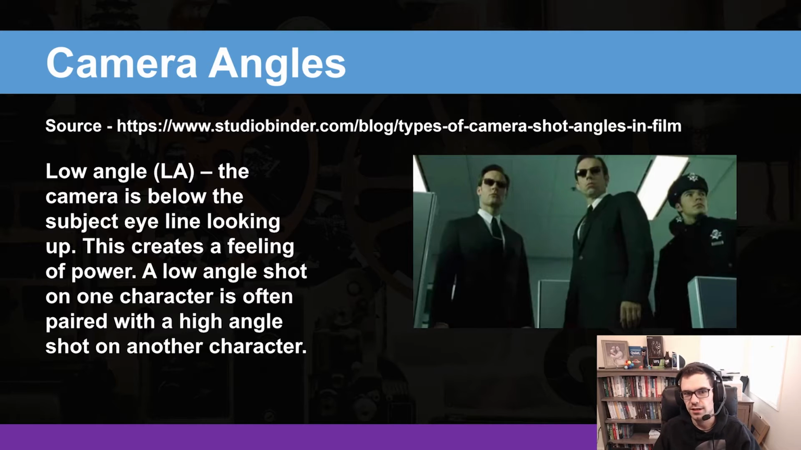The first shot, the first angle that you can have in your camera shots is the low angle, otherwise abbreviated LA. And the camera is below the subject eye line looking up. This creates a feeling of power. A low angle shot on one character is often paired with a high angled shot on another to create the sense of the dominance of that one character looking up at maybe some sort of a villain or something of power. And so this is a very powerful shot when you just look up at a character from a lower level than their eye line.